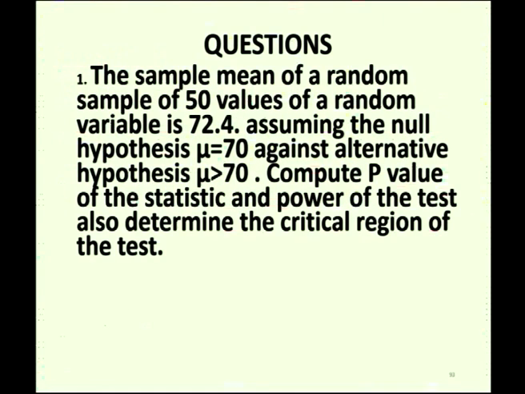Based on the discussion in this session, the following questions may be posed. The sample mean of a random sample of 50 values of a random variable is 72.4. Assuming the null hypothesis mu is equal to 70 against the alternative hypothesis mu greater than 70, compute the p value of the statistic, the power of the test, and also determine the critical region of the test.